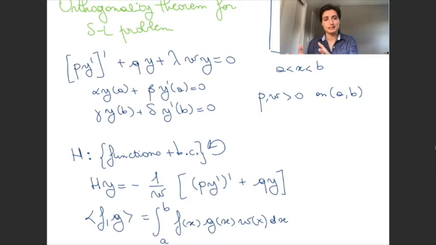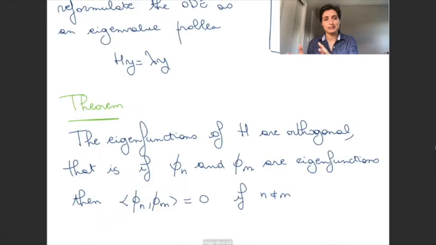The operator H is defined as 1 over W times minus (Py')' plus Qy. Then it's associated to the inner product that is just the integral over the interval AB of fgW. Then we can reformulate the ODE, the Sturm-Liouville problem itself, as a standard eigenvalue problem, Hy equals lambda y.